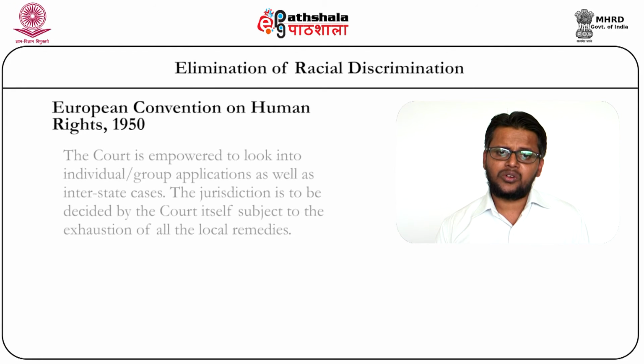Under the European Convention, the court is empowered to look into individual or group applications as well as interstate cases, the cases between the states. The jurisdiction is to be decided by the court itself, which is subject to the exhaustion of all the local remedies. Now, this is very similar to what the ICJ recognized in the Russia case. Under the European Convention, you have to first go and resolve the issue under the municipal legal system as and between yourselves, and once you have exhausted all the remedies that are available under the municipal legal system, then only you should go before the European Court on Human Rights under the European Convention on Human Rights.